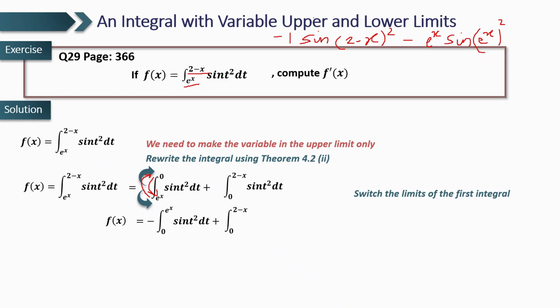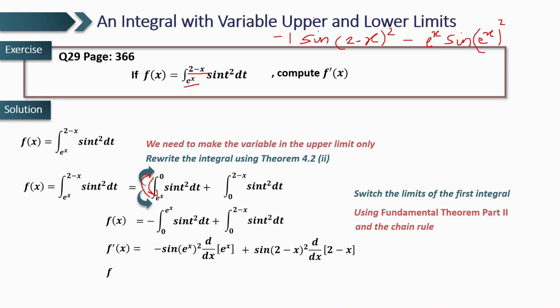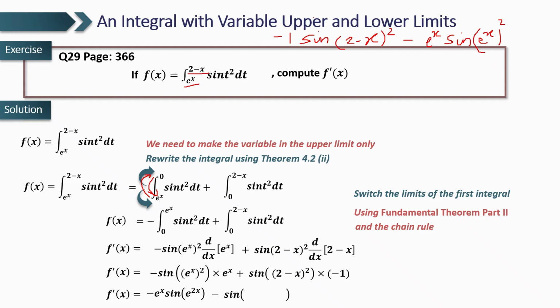Now as we did, you can proceed with the upper limit derivative, which is e power x itself, and then replace the value of t with e power x. Similarly, the second half. So your final answer will be as we found in the beginning. Negative sine of 2 minus x the whole squared minus e power x sine of e power x the whole squared. Or else you can rearrange it like this.